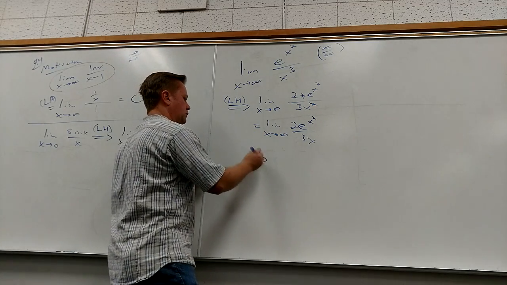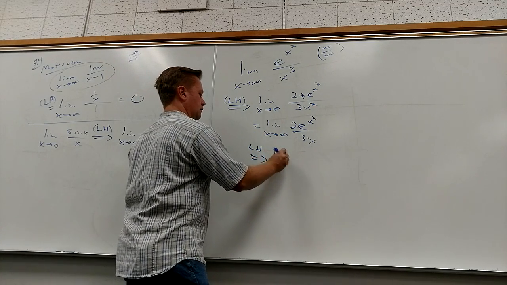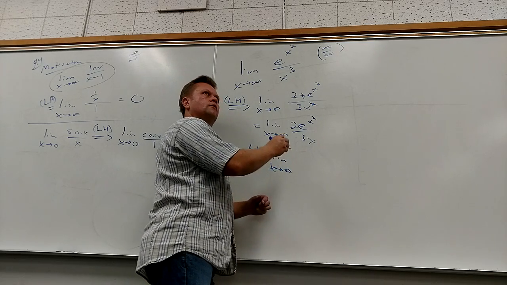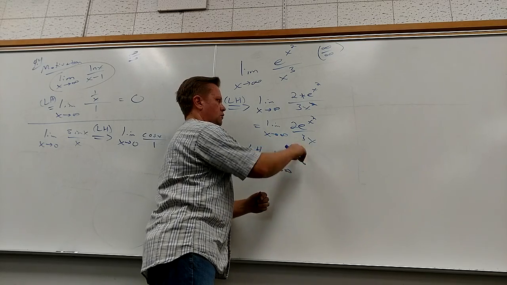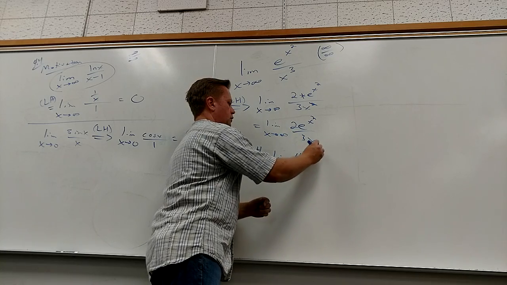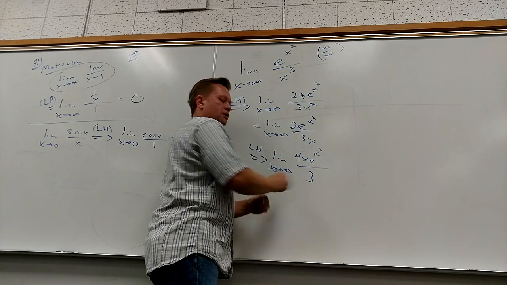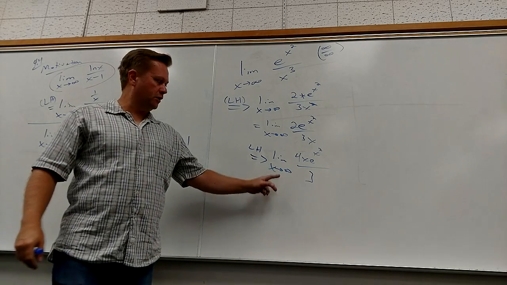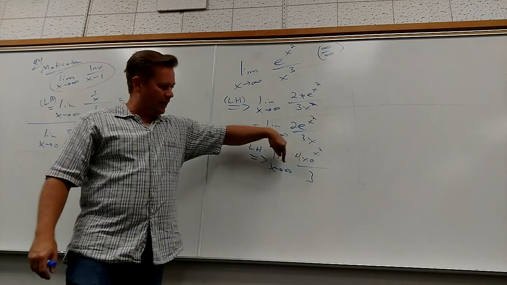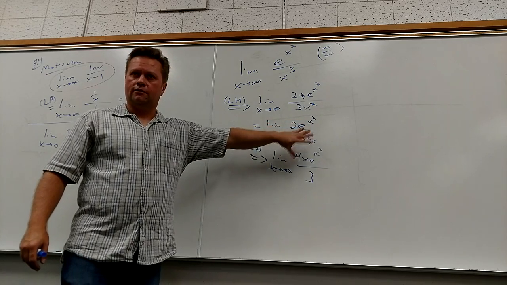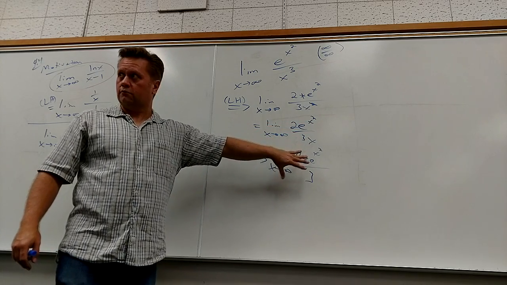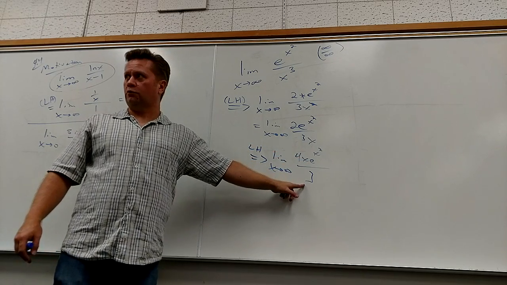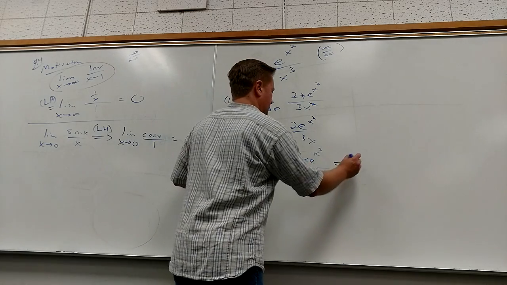So if I use L'Hopital's one more time, what happens? You get 4x e to the x squared over 3. Is this indeterminate still? No. When I let x get really, really big, the top gets really, really big, and the bottom is 3. So really big divided by 3 is really big.